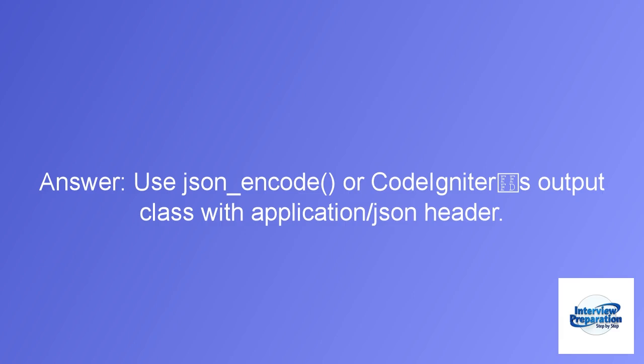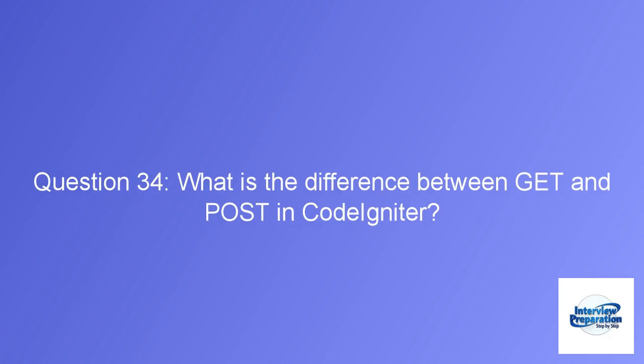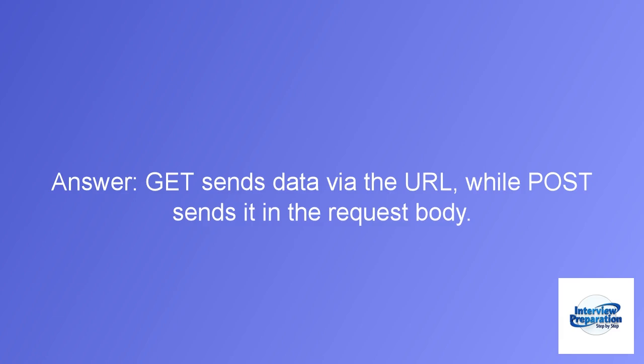Answer. Use json_encode, or CodeIgniter's output class with the application/json header. Question 34. What is the difference between GET and POST in CodeIgniter? Answer. GET sends data via the URL, while POST sends it in the request body.